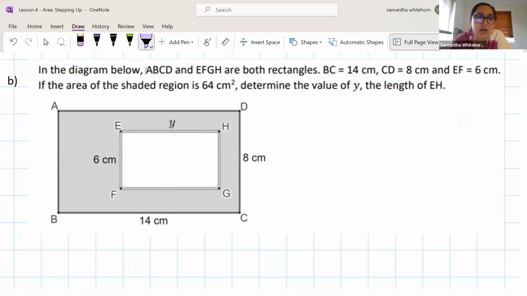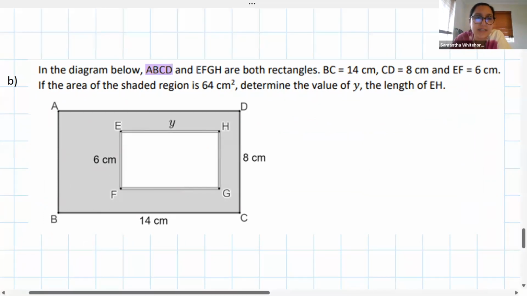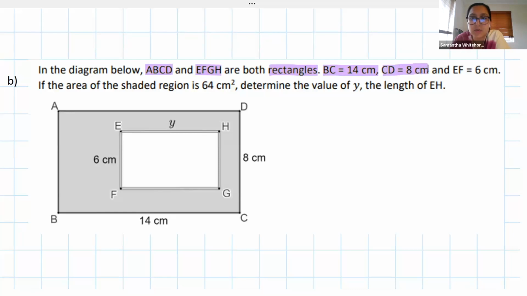So it says in the diagram below, A, B, C, D, and E, F, G, H are both rectangles. Okay, so it's really important we now know what shape we have. BC is equal to 14 centimeters, CD is equal to 8 centimeters, and EF is 6 centimeters. If the area of the shaded region is 64 centimeters squared, determine the value of Y, which is essentially the length of EH, so this length up here.